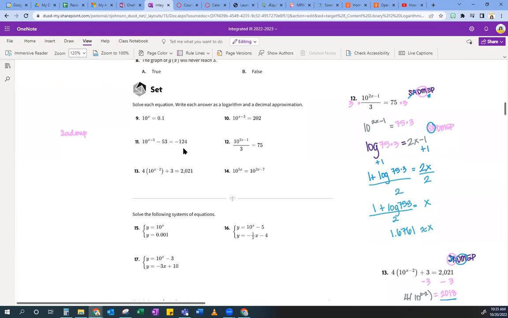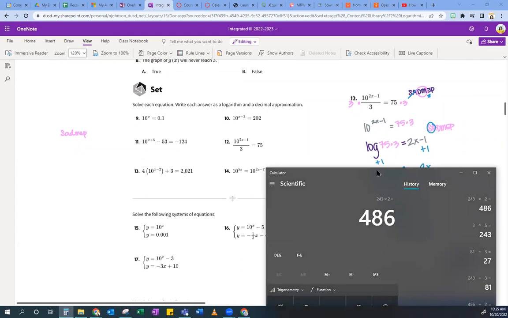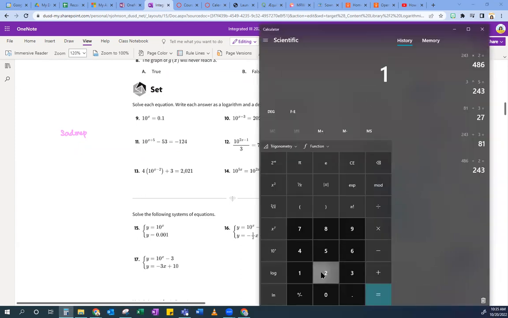So then you get 10 to the x plus 5 equals, what's negative 124? Sorry, I don't know my... So let's do this. So that's negative 124 plus 53. We get negative 71.